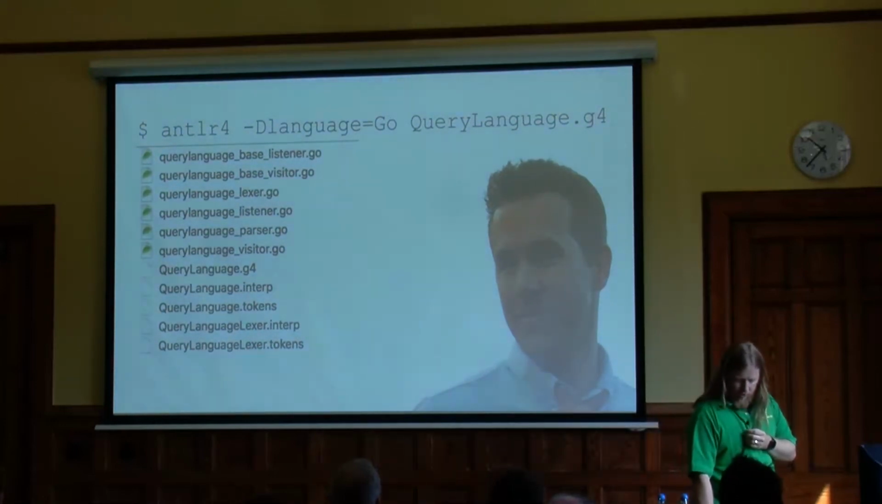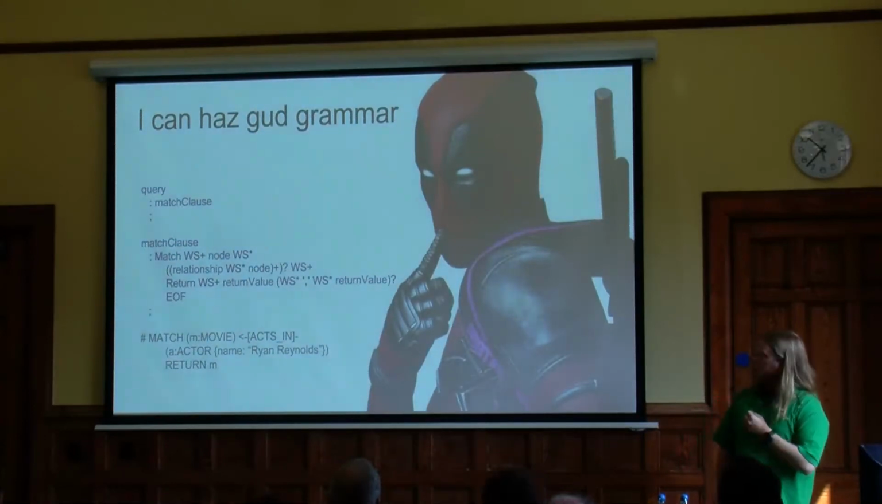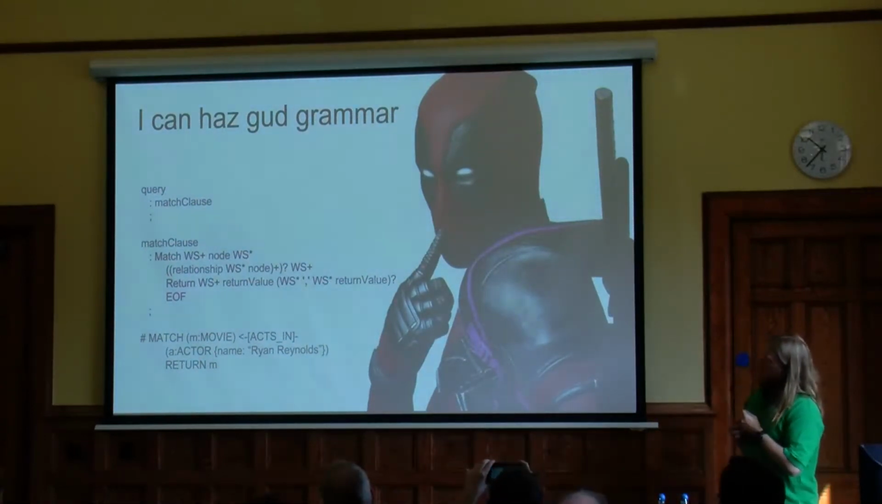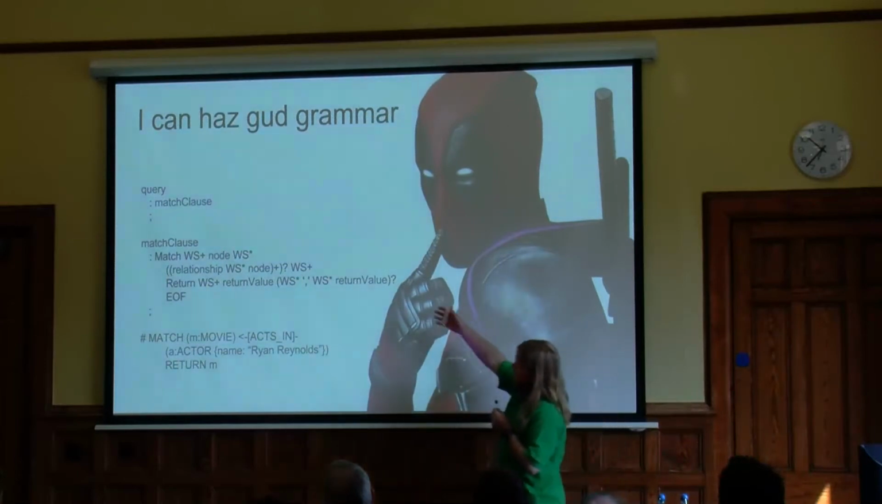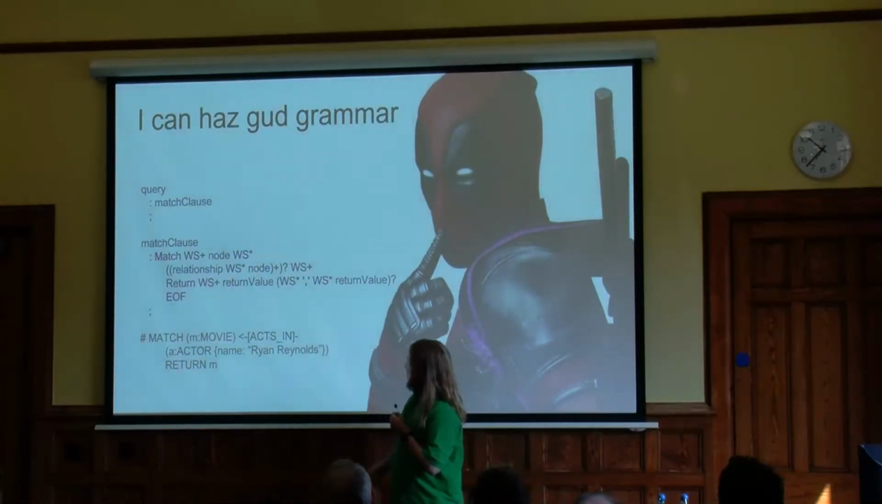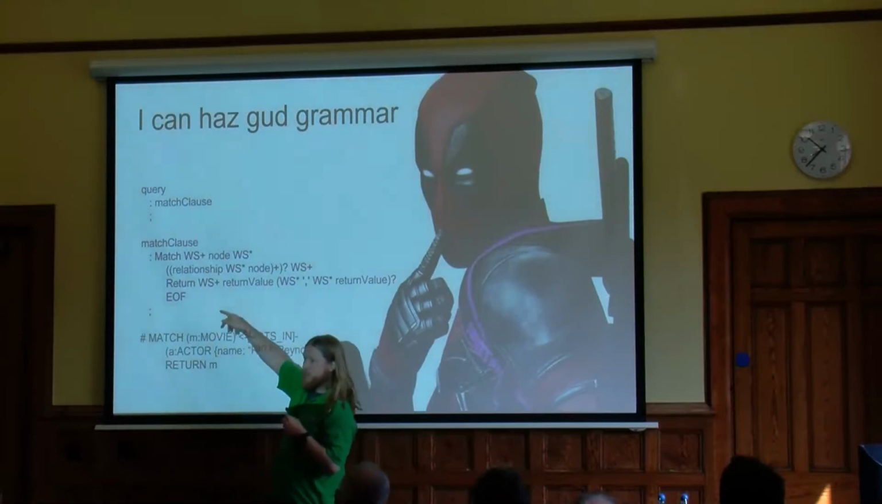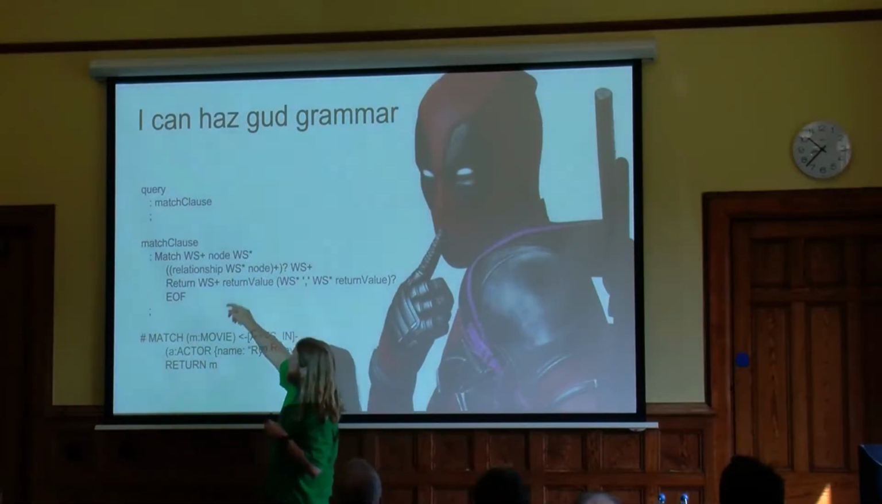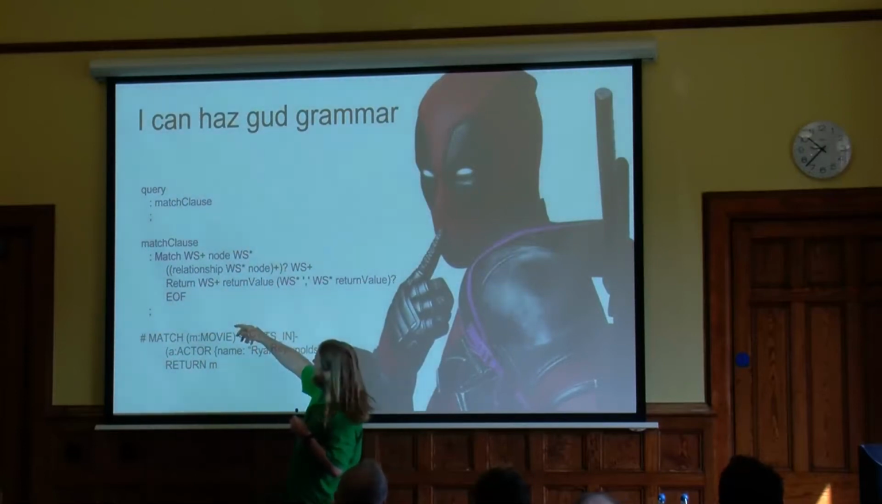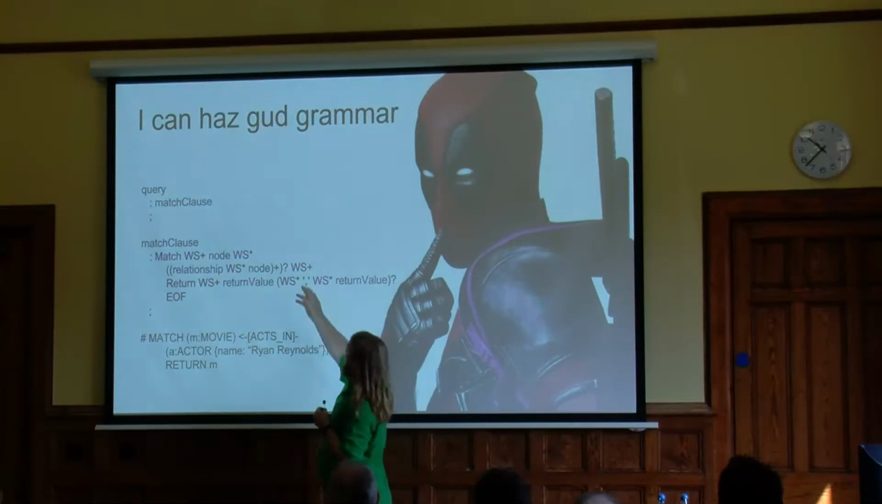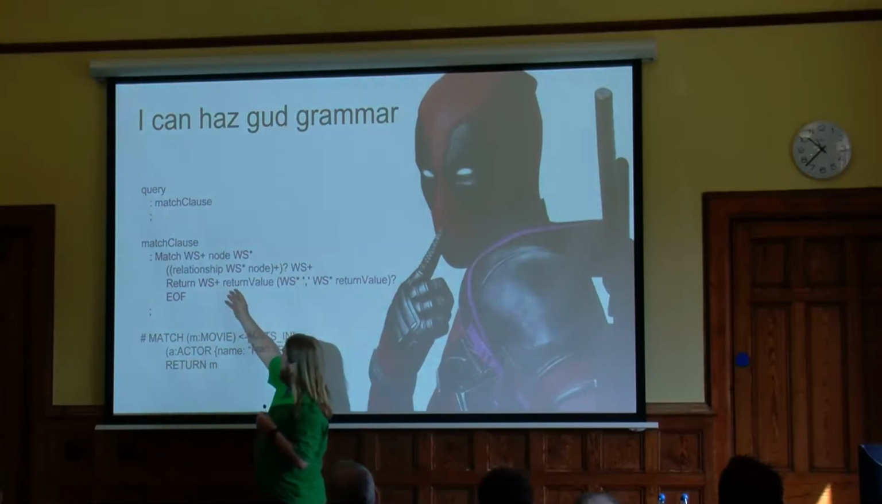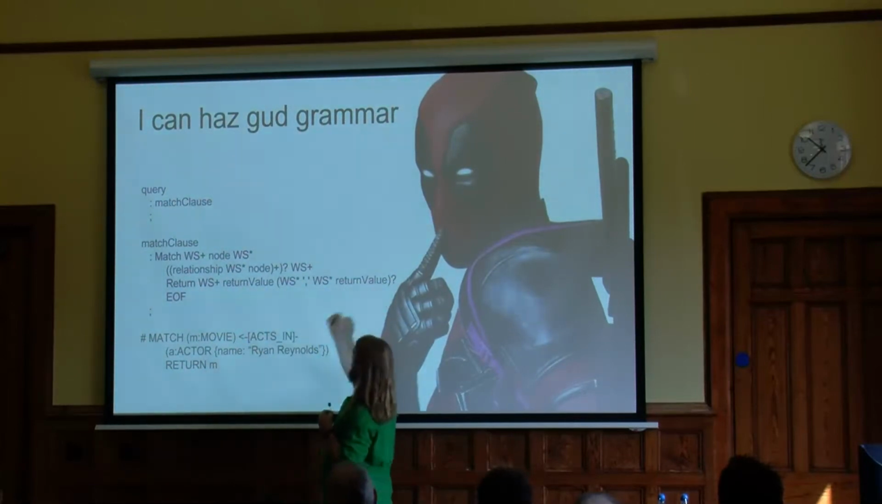So we've generated our files. We'll have a look at the grammar. So this match clause here is what Roger showed you earlier. And basically what this says is, using this match keyword, and then there's going to be some white space, then a node, then maybe some more white space, a relationship with maybe some white space, and then another node. And basically what we're saying here is there could be many of these, and the question mark says it could be optional, more white space, and then return value, potentially many return values.